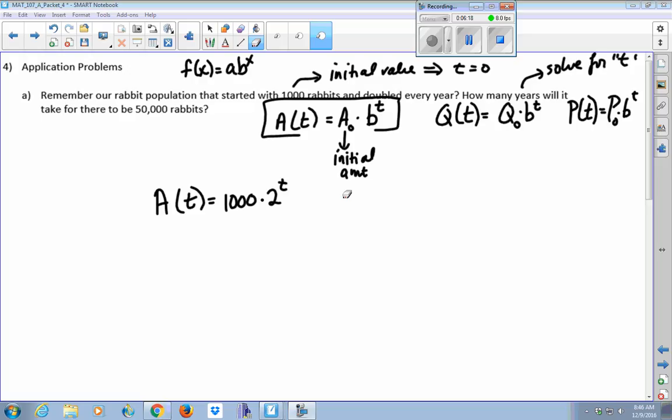So where do I put the 50,000? Yep. Go ahead, Colin. In front. So what am I substituting 50,000 for? A of t, right? We want to know when, so we're trying to solve for that thing, will the number of rabbits be 50,000? So now this is what our equation looks like.